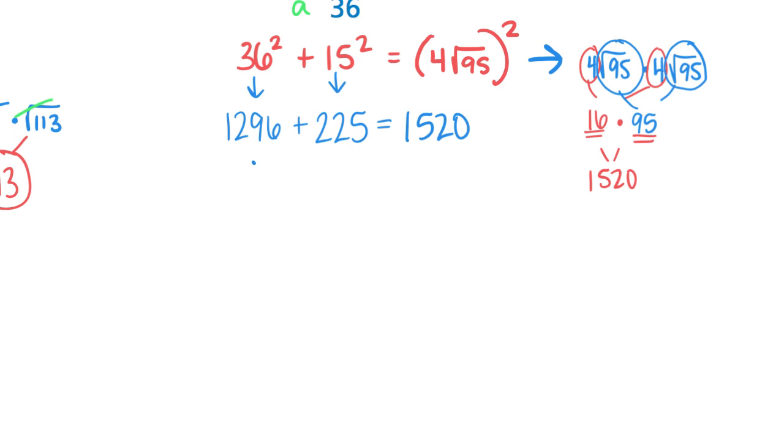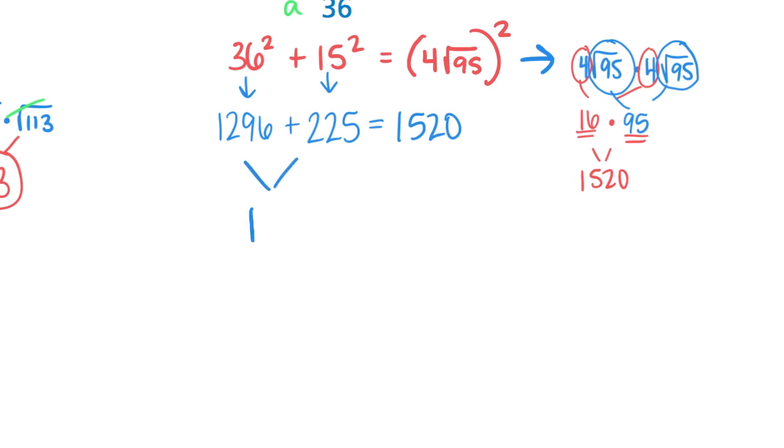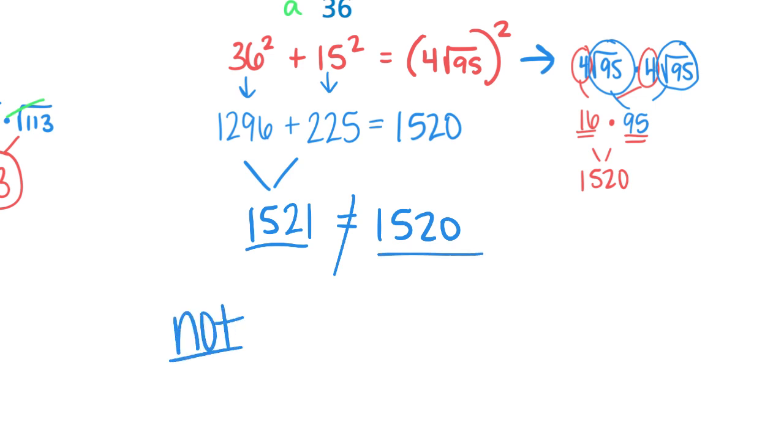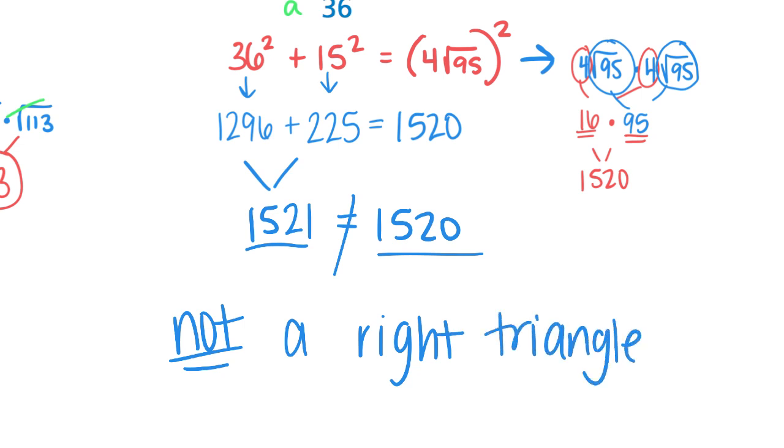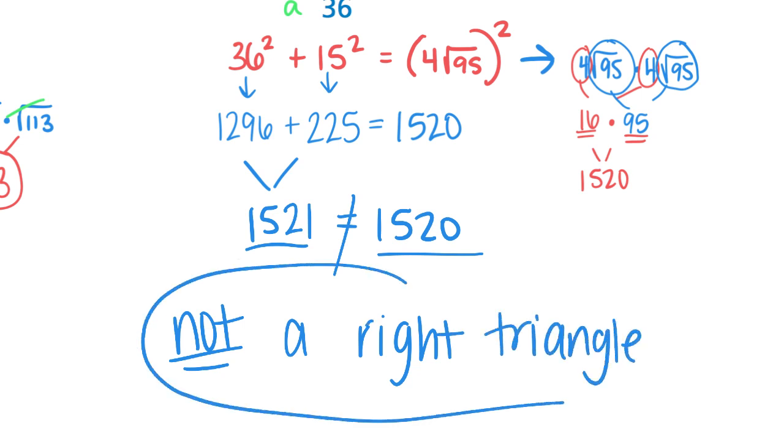Okay, so now we're going to add these up. If we add up 1296 and 225, that actually equals 1521. So this did not work, right? 1521 does not equal 1520. So this would be not a right triangle. In order for it to be a right triangle, those would have to be equal. And it just didn't work this time. So we're going to say, no, this is not a right triangle.